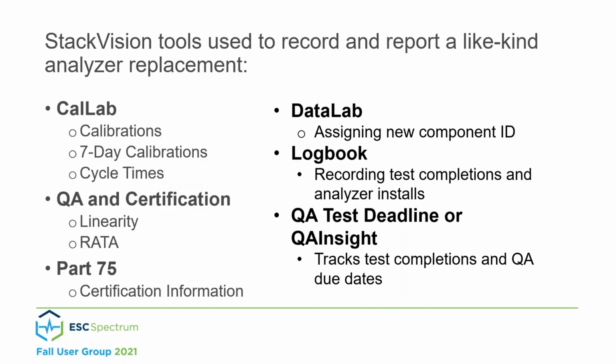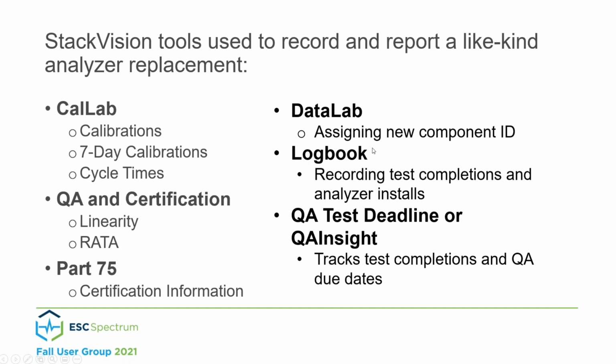Here are some tools that we use in StackVision to effectively record and report a like-kind analyzer replacement. You'll use CalLab, where you'll monitor the calibrations: your probationary cal, your 7-day cals, and your cycle time tests if required. For QA and certification, under tools, you'll use the linearity tab and the RADA tab. Under tools in Part 75, this is where you'll enter your certification event. Data lab you'll use for assigning your new component ID to the new analyzer. If you choose, you can use LogBook.